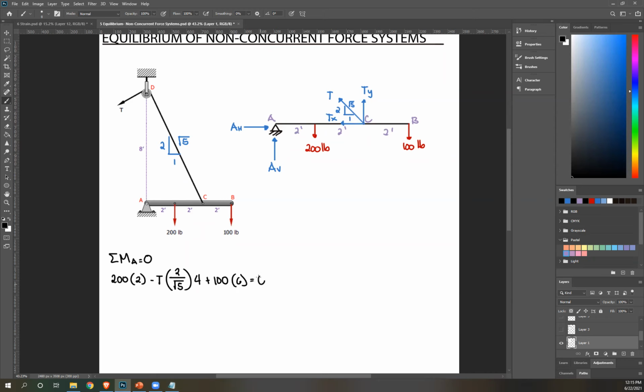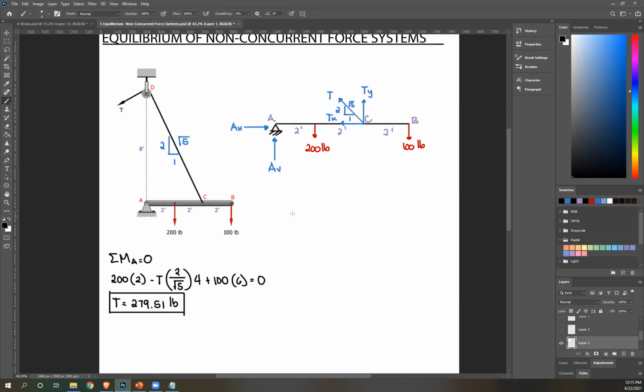Okay, and then from this, I can solve for T, which is 279.51 pounds. So that's the first answer. Next, I have to find out the reactions AV and AH. So that's easy. Now we're gonna use summation of forces.